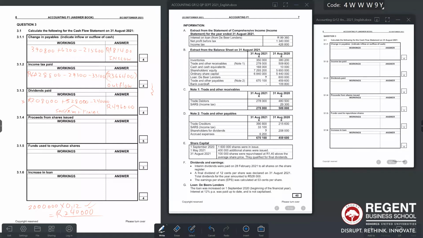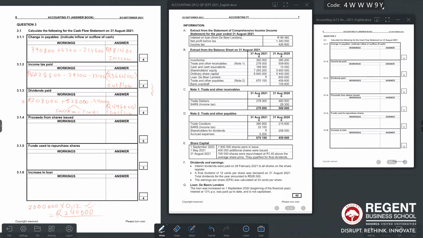That will be classified as an outflow. That's an outflow. You paid out the money. That is 496,000. Outflow of funds. Take last year's final plus this year's interim. Take this year's total minus this year's final, leaves you with the interim. Okay? We are sorted with the dividends paid.